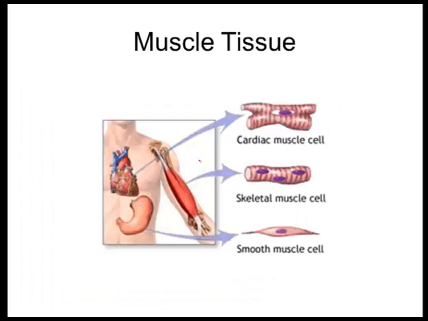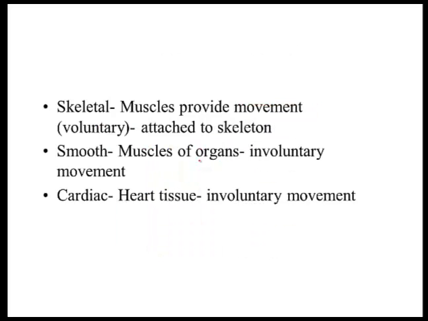All right, we're only going to very briefly talk about muscle tissue here. There are three main types of muscle tissue. You have cardiac, which is your heart, skeletal, which is all of the muscles attached to your bones, and then smooth muscle, which makes up some of your organs. Skeletal muscle's main job is to provide movement. This is voluntary, which means you can control it, and it's attached to your skeleton.